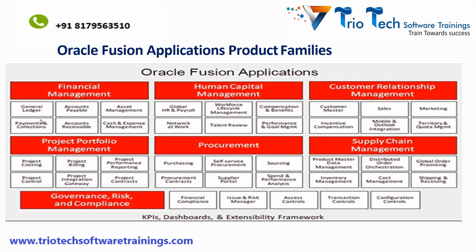And not only that, even when we talk about the architecture, first we need to have the financial structure created in the system, like a ledger, legal entity. We will come to that in the later part when we go into the deeper sessions in the following weeks. So that is why financial management is always at the top. This gives a brief of the modules in financial management: general ledger, accounts payable, asset management, payments and collections, accounts receivable, cash management.